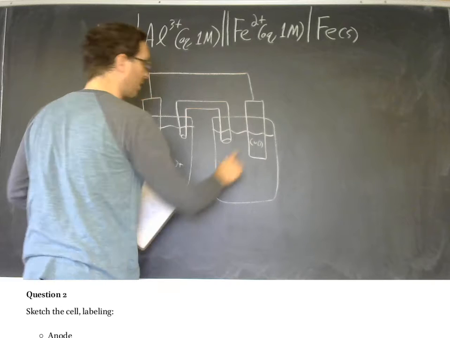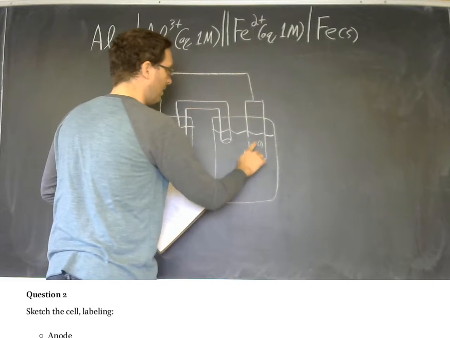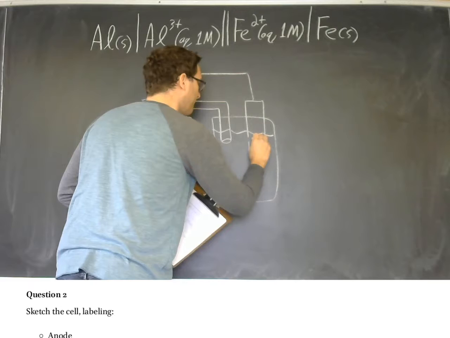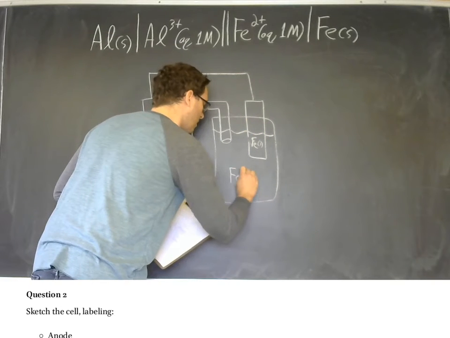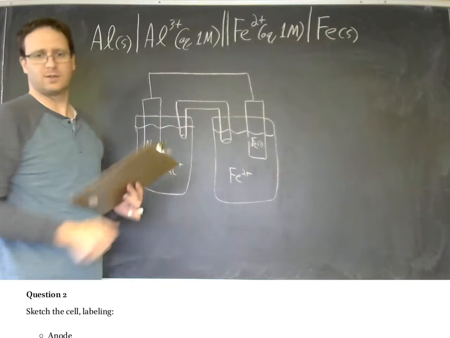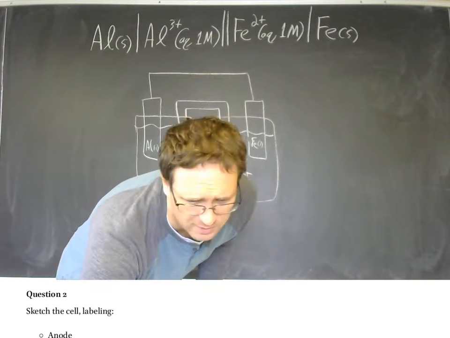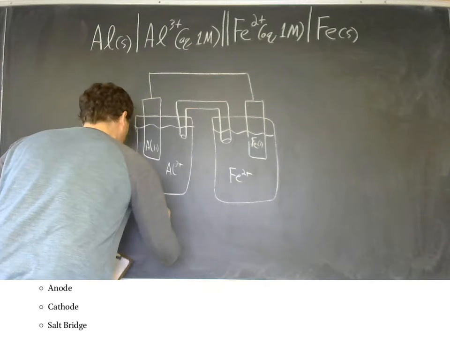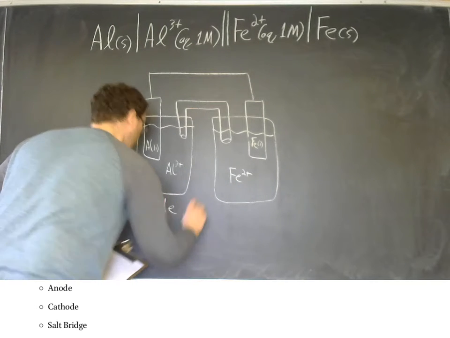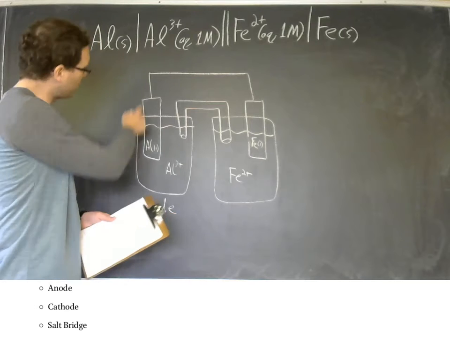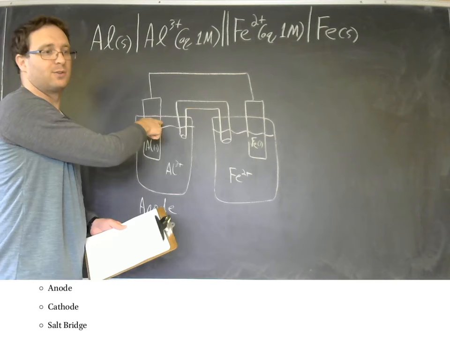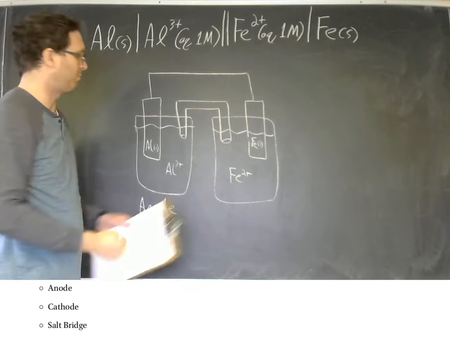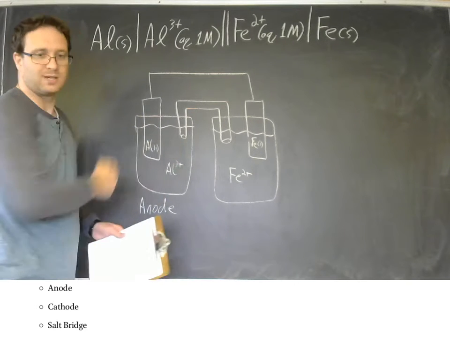Oh, it's not copper. I'm so sorry. It's iron. And we have iron 2+. Okay, so that's a good sketch of our cell. Let's see what sorts of things we were supposed to label. The anode is on the left side, where oxidation occurs. You could also refer to the aluminum electrode itself, the solid aluminum metal piece, as the anode, but I kind of call this whole half cell the anode.